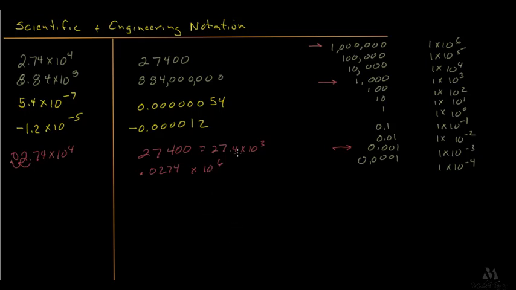Now, in our case, it makes a lot more sense to go 10 to the third. Human beings do better with few decimal points than we do with more numbers past the decimal point. Even though it's the same exact number, we would probably find the 27.4 easier to add, multiply, subtract, or divide than we will the 0.0274.